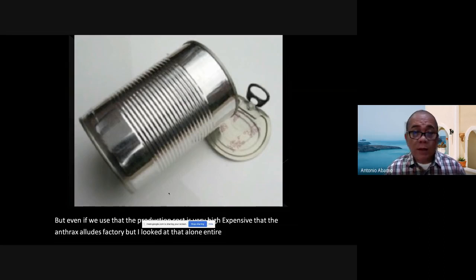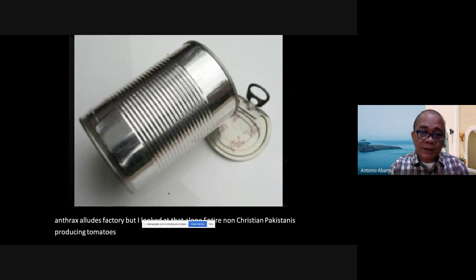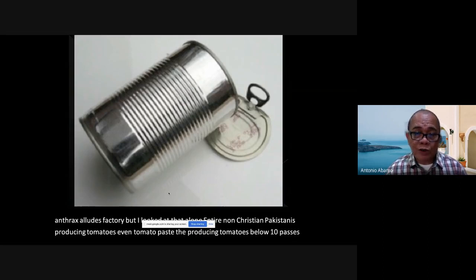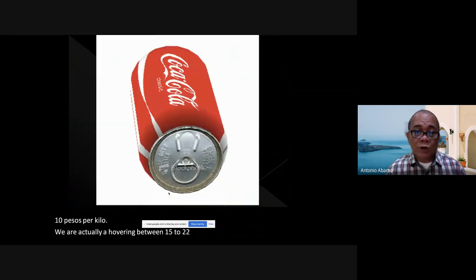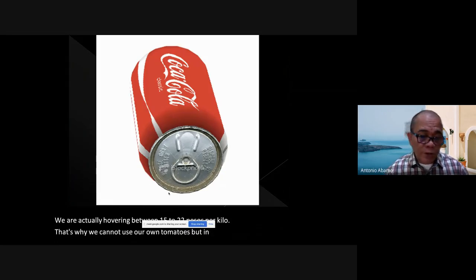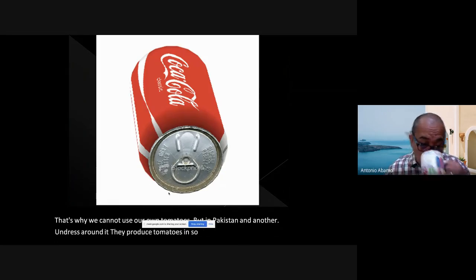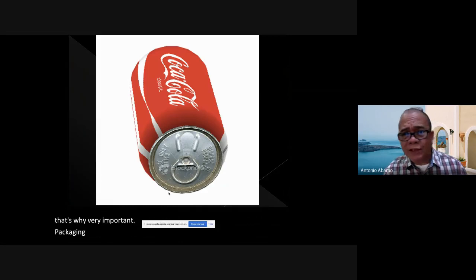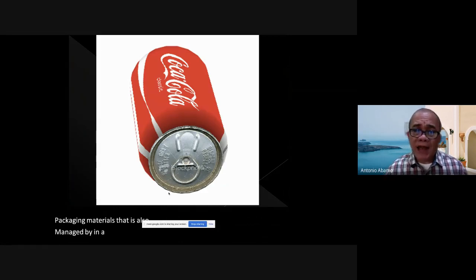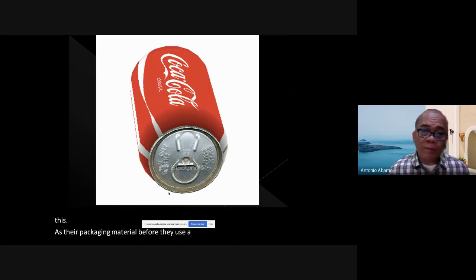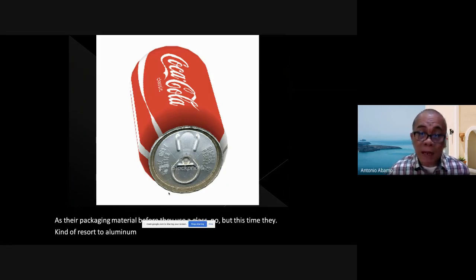And that's why packaging materials are very important, and they should also be managed well in processing technology systems. Also this one, they also use this as their packaging material. Before they used glass, no? But this time they kind of resort to aluminum, like aluminum cans or tin cans also, no?